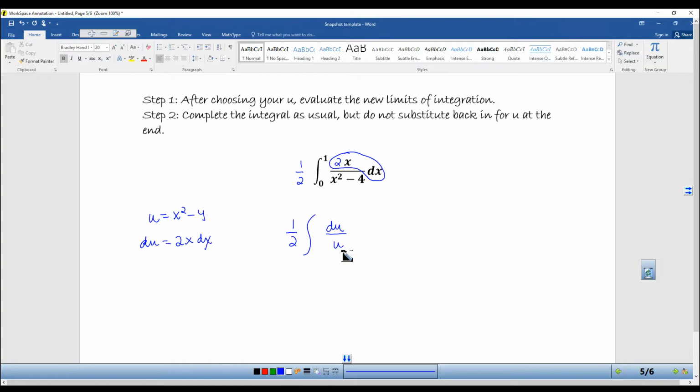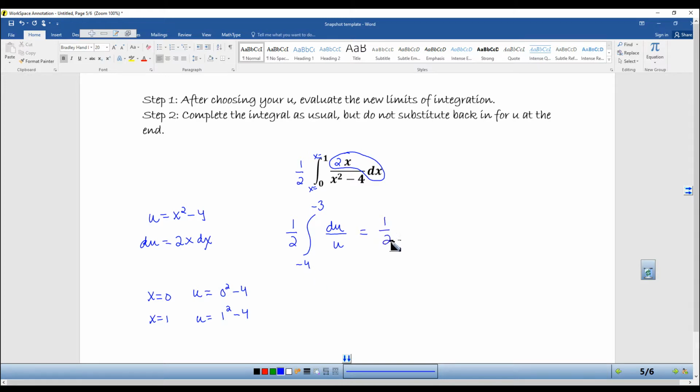Now, I cannot write 0 and 1 here. They don't work for this new integral. So I have to rewrite these. Well, this is really x is 0 and x is 1. So when x is 0, u is 0 squared minus 4, which is -4. And then when x is 1, u is 1 squared minus 4, which is -3. Now this integral is correct.